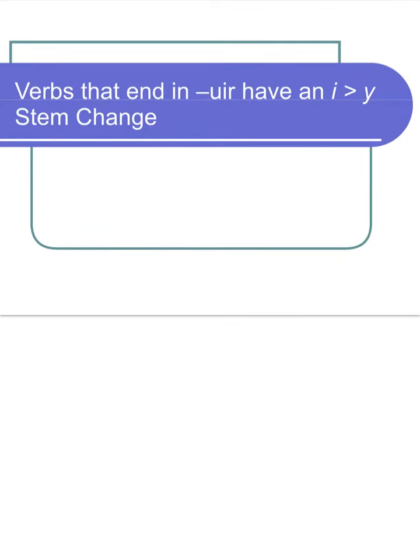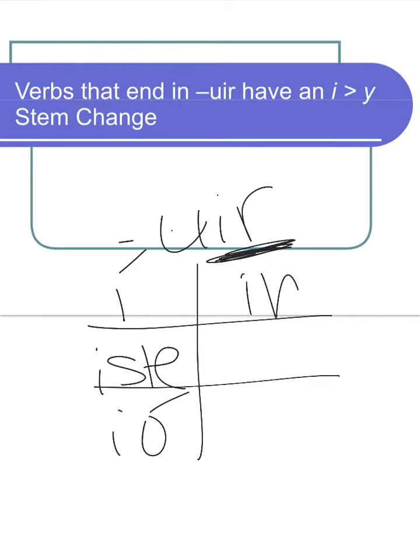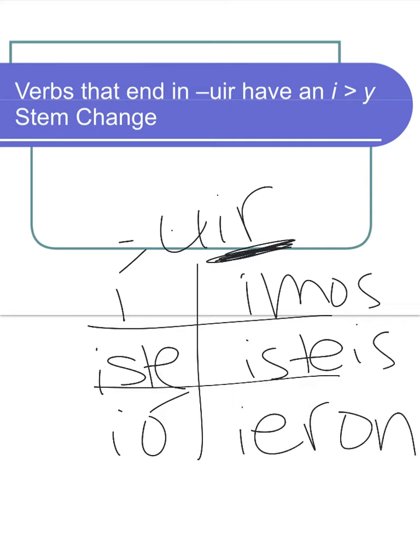Now, these verbs are all uir, okay? They all end with uir, which means we have ir. So remember your IR endings: iste, ió, imos, isteis, and ieron.